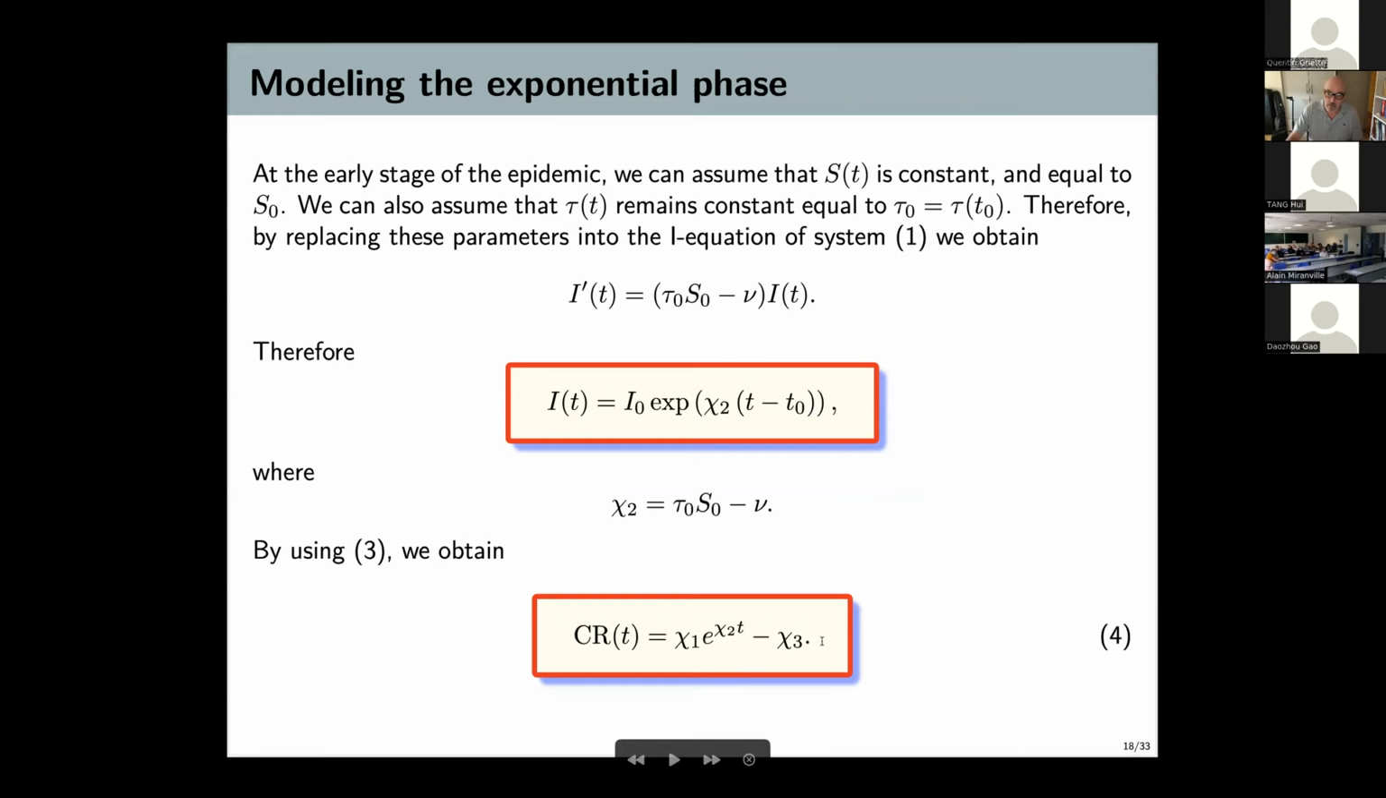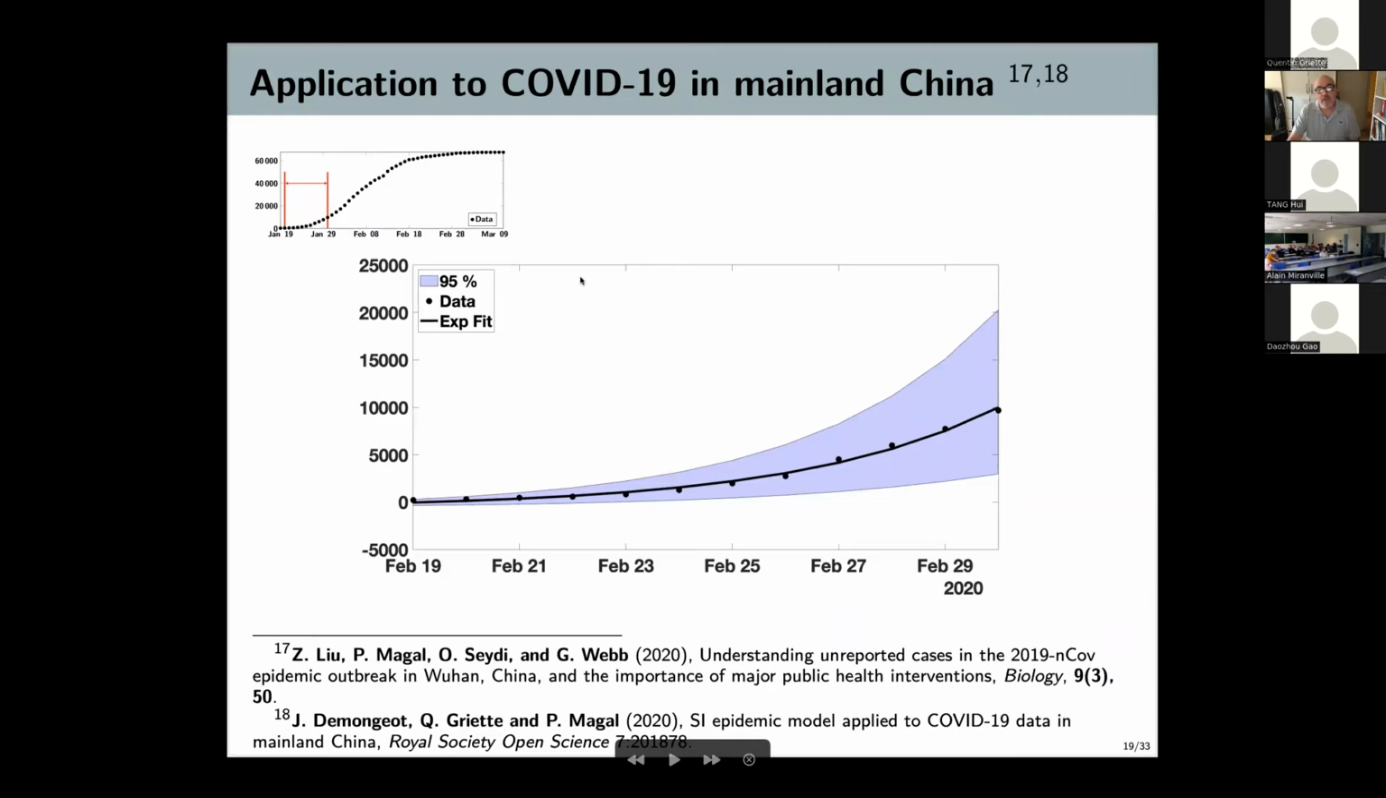And so now you look at the data for mainland China, and as I said, you consider a short period of time here, a few days, from February 19 to February 20, probably. And you see that you can fit the data with such an exponential very well. So now you can replace the data by the formula you obtained, that is your phenomenological model.